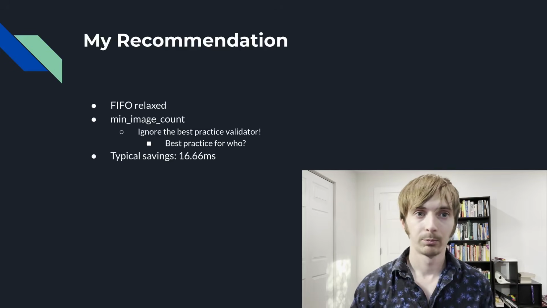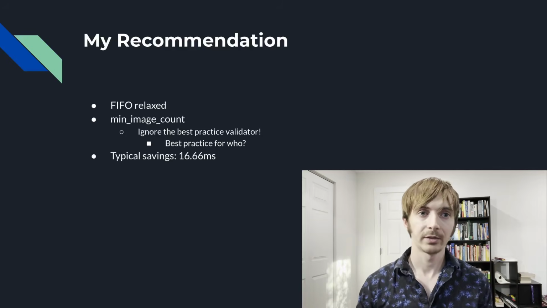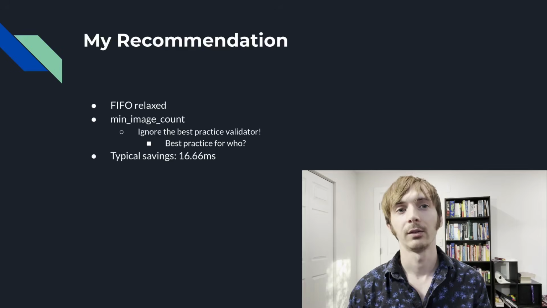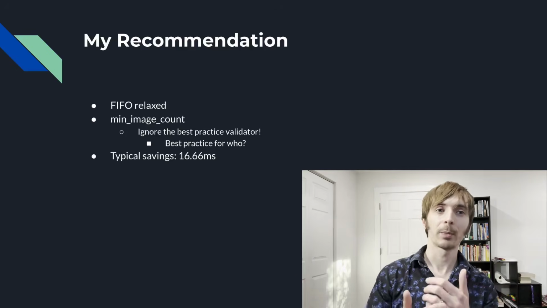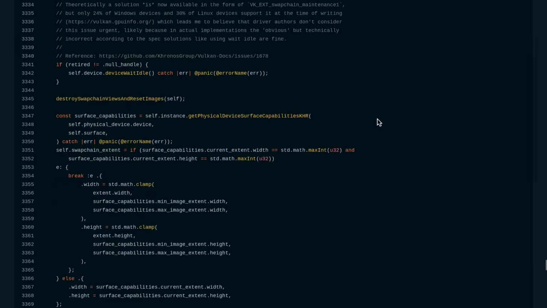So if you get this set up right, at 60 hertz, you're going to save about 16.66 milliseconds of input latency, which is great, right? Just by changing some options. We didn't even have to write any new code. Link in the description to a Vulkan example of this.